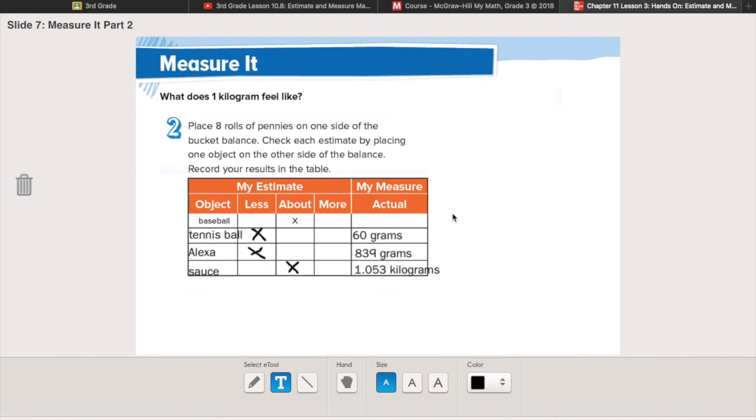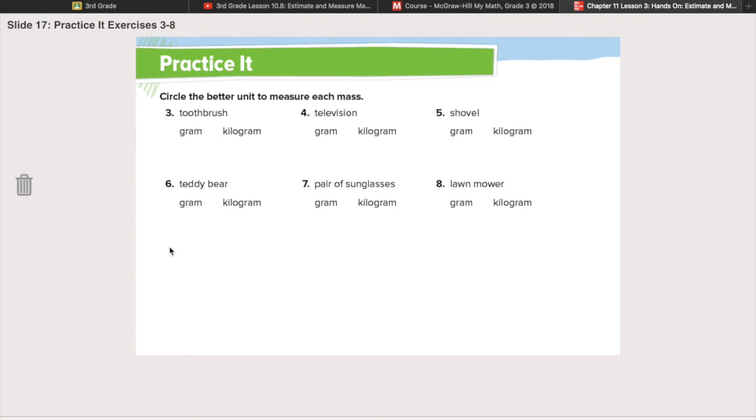That is so crazy. Okay, now I want you to take a look at each of these practice problems, 3 through 8. They each have a different object, and I want you to choose which unit of measure you think would make more sense to measure each one in. For instance, the toothbrush. Do you think that you would want to weigh a toothbrush in grams or in kilograms? Remember, a gram is like a paperclip. A kilogram is like a heavy Bible. Which one would you want to use for the toothbrush?